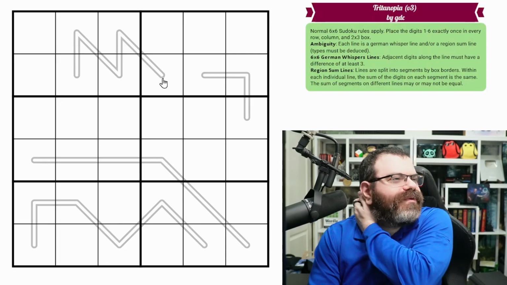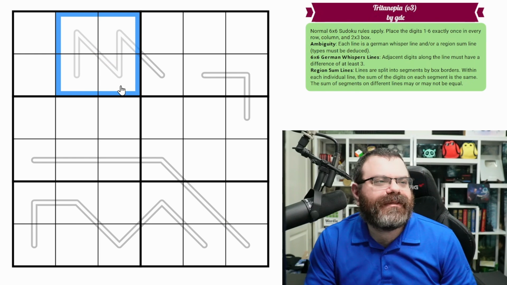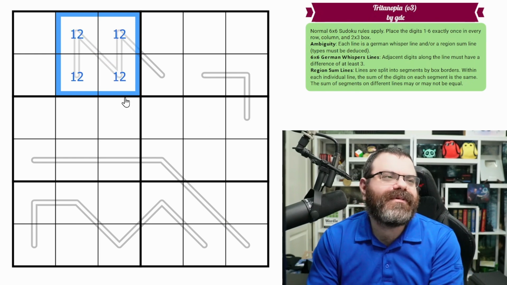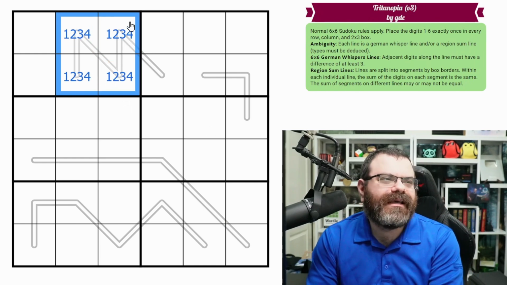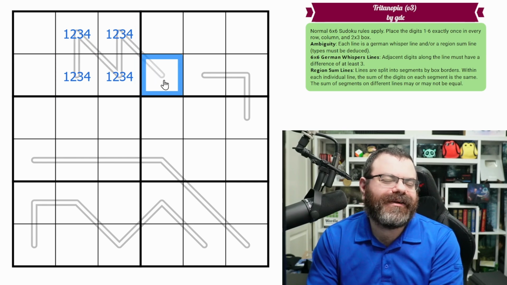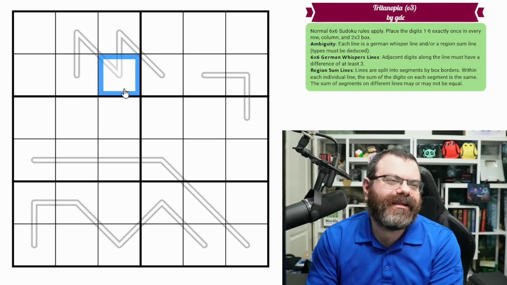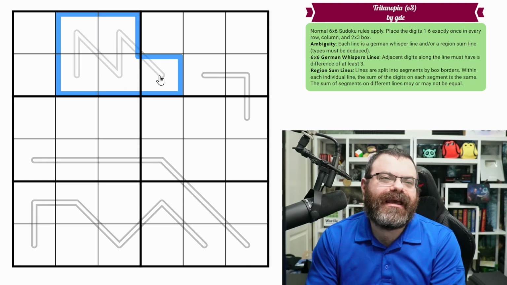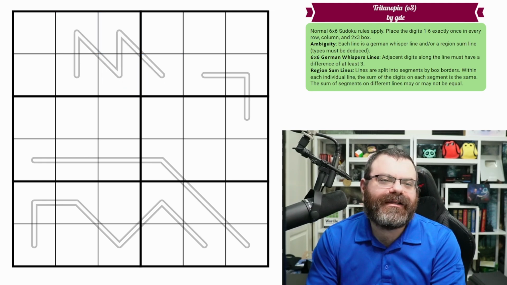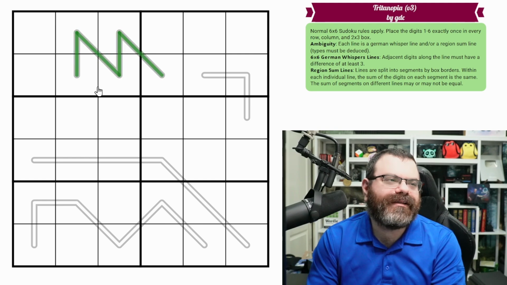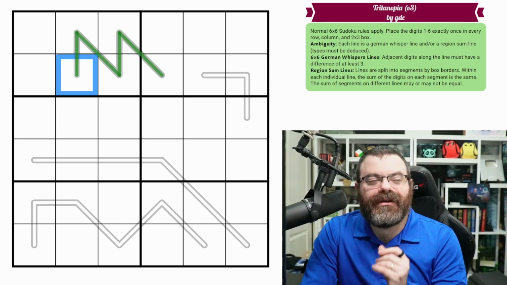So some of these can't be region sum. Like this can't be a region sum. Very easy to prove. The absolute minimum digits I could put on this segment is 1, 2, 3, 4. And that adds to 10. So I'd have to put a 10 here. There is no 10 digit in a 6x6 Sudoku, not by a long shot. So this is definitely a German whisper line. And so I'm going to just draw a green line on top of it to fill that in as definitely German whisper.